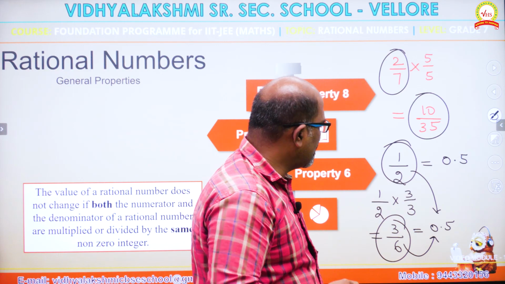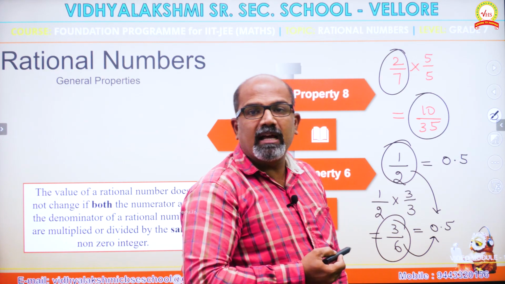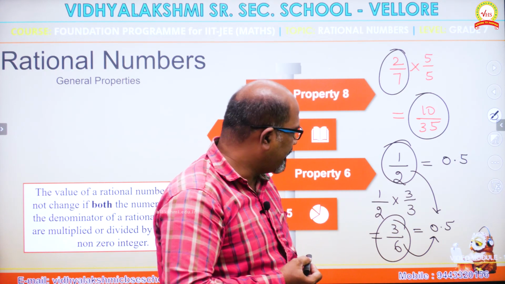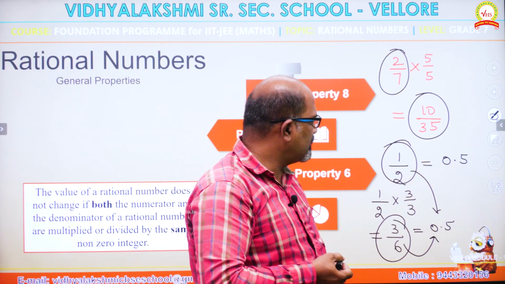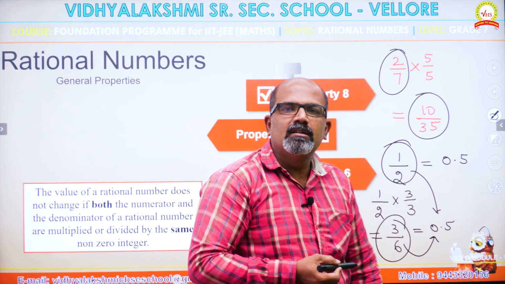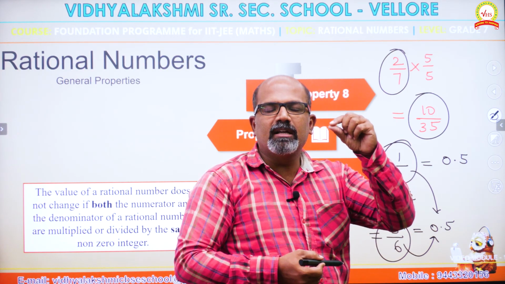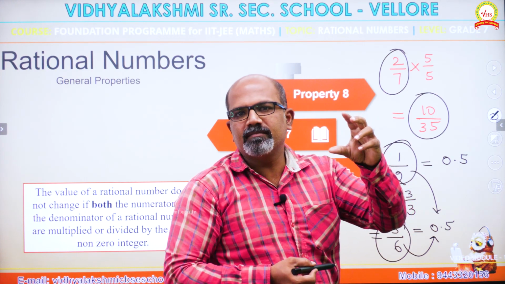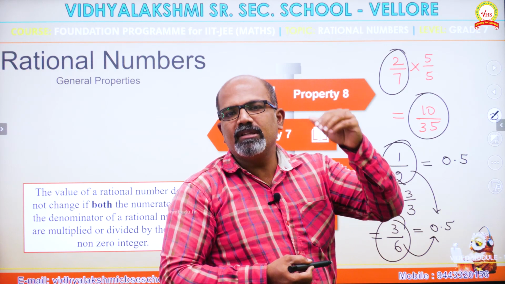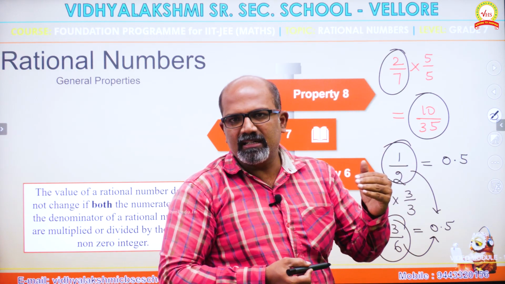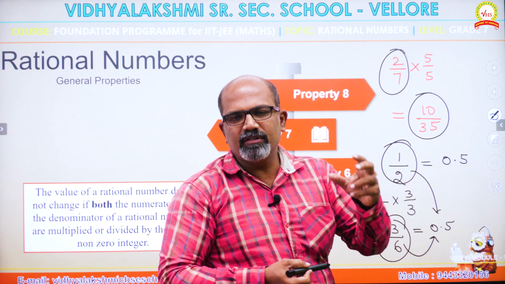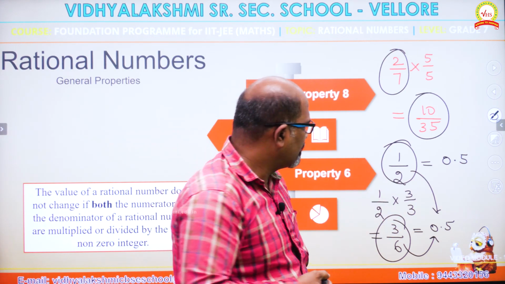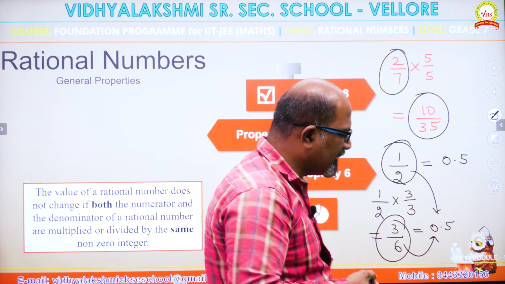So 1/2 and this 3/6 both have the same value, 0.5. Because of that, we say that if you multiply a fraction or a rational number by the same value in the numerator and in the denominator, then the value of the rational number will not change. That is what the property describes.